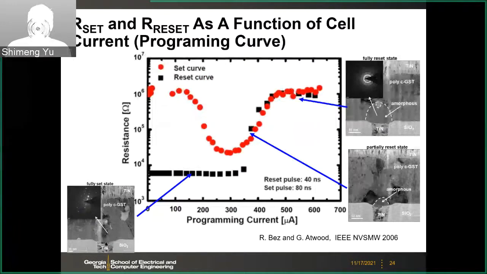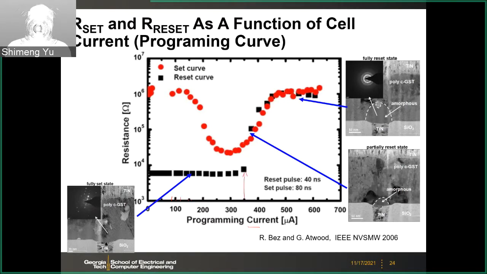And here we can show some real data. This is the resistance as a function of the cell current. It's also called the programming curve. In this example, let's look at the reset curve first. If you want to reset from the crystalline to the amorphous state, the resistance will not change at first as a function of the current.